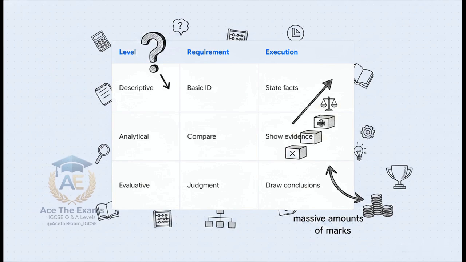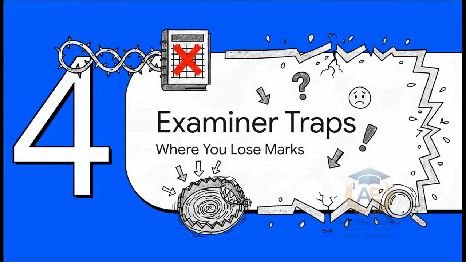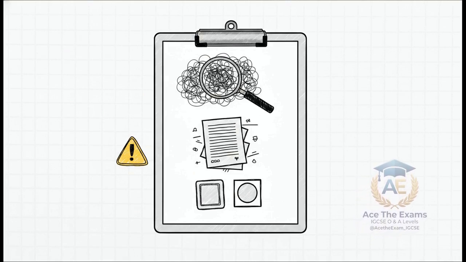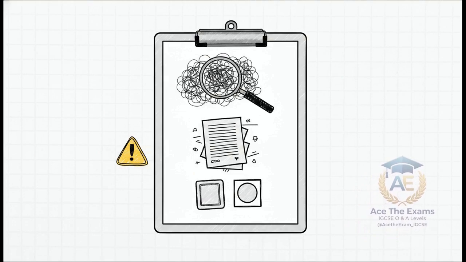If the question asks, to what extent, and you only provide a descriptive list of facts, you are leaving massive amounts of marks on the table. Let's bring it home with Section 4, Surviving Examiner Traps, where candidates lose marks. I want you to do a mental spot the flaw exercise with me, based directly on the principal examiner reports. Here are the top 3 fatal mistakes candidates make every single year.